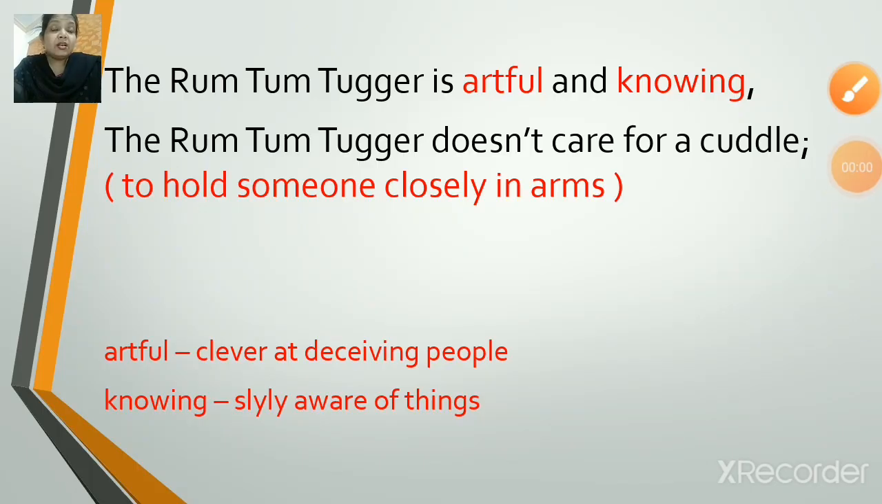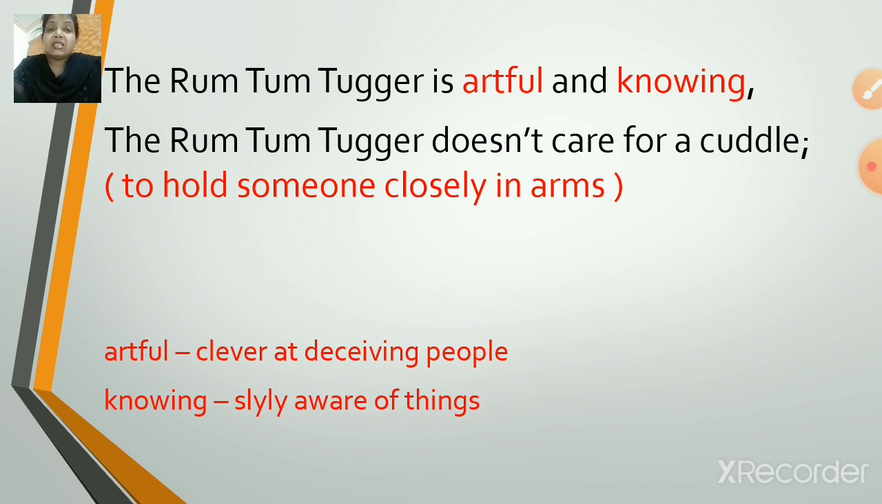The Rum Tum Tugger is artful and knowing. Now children, why is the poet calling the Rum Tum Tugger artful and knowing over here? As we discussed in the earlier slide, the poet is now planning to put this particular cat on the larder shelf. The reason is the poet thought that he could just relax for some time, isn't it? But he says that Rum Tum Tugger knows everything. Artful means, children, clever, okay? And knowing means he knows everything.